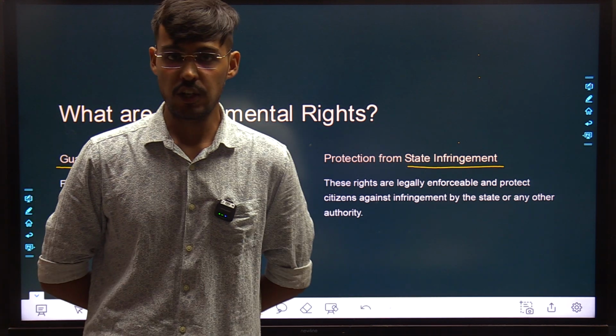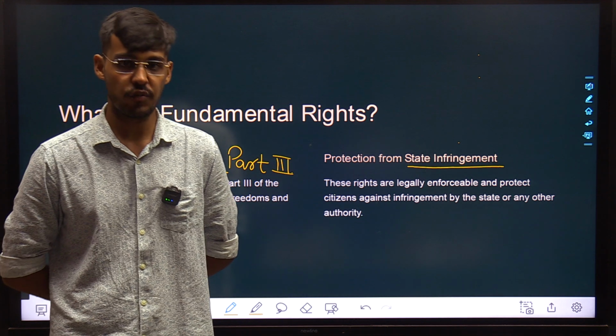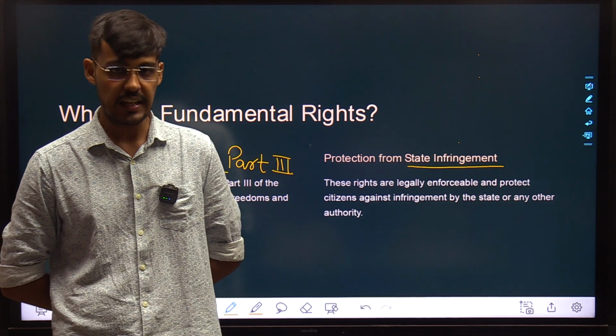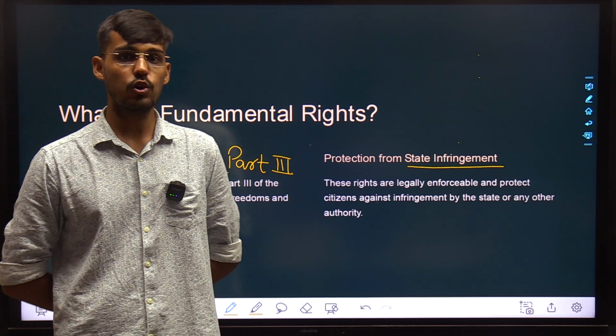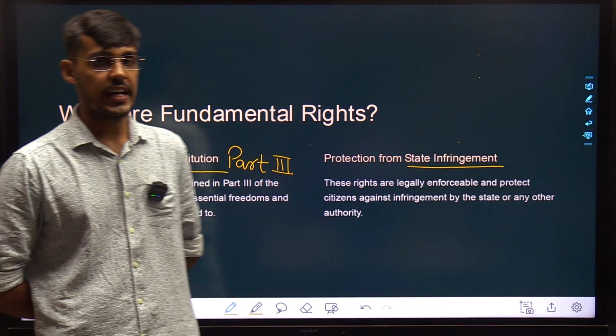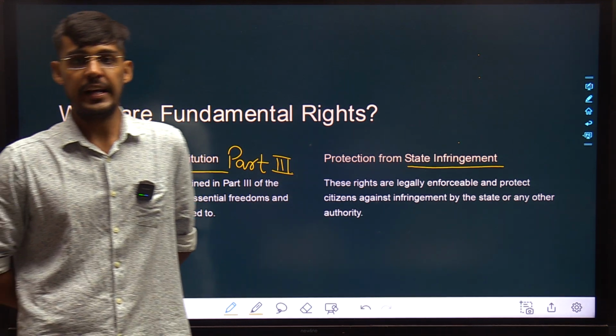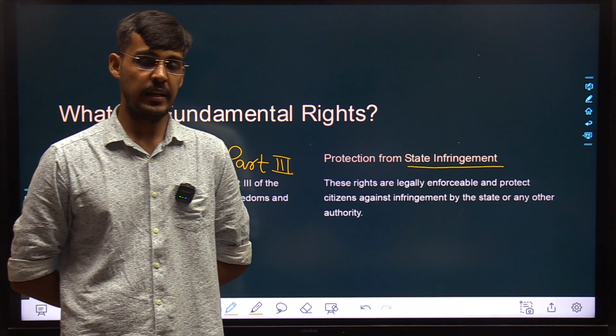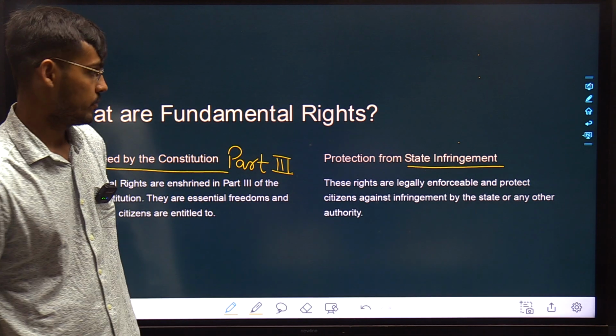If you think that your right has been violated by the government of India or the government of any state or the government of any union territory, then you can directly go to court. You can directly go even to the Supreme Court of India under Article 32 and plead to the Supreme Court that my fundamental right has been violated. Please give me a solution.